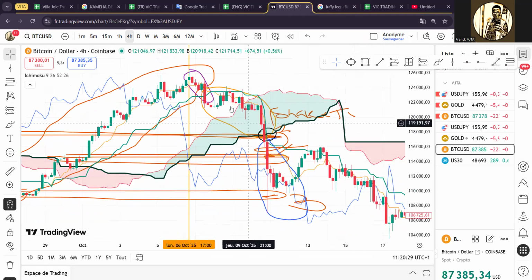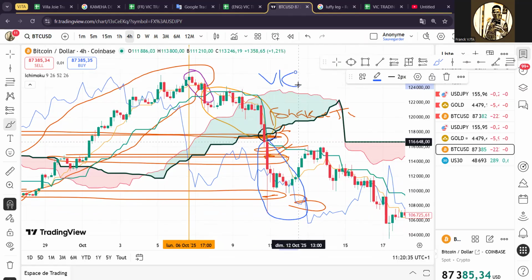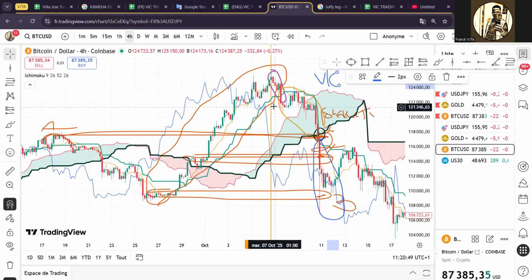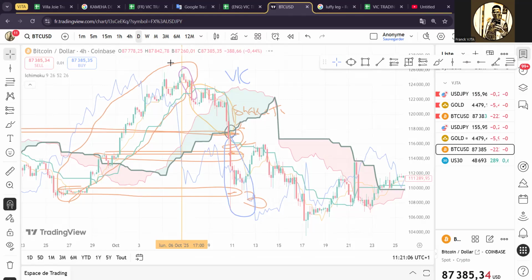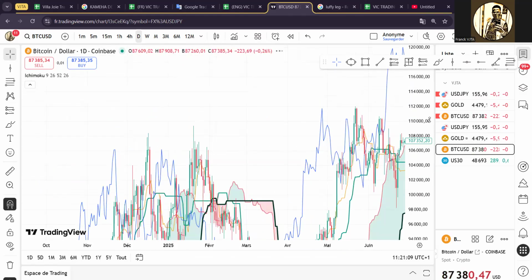That's how now you draw the Vegeta Ishimoku cycle using the Luffy leg in the fractal, by looking at the daily to best draw the Vegeta Ishimoku cycle very well. You can use the Luffy leg this way. It is another element that helps you to see a little bit till where the market can go.